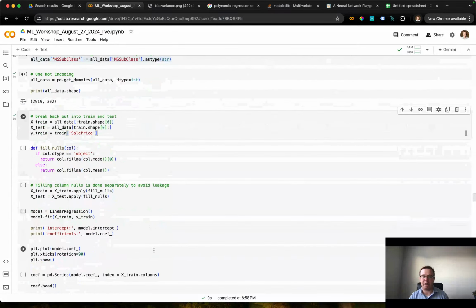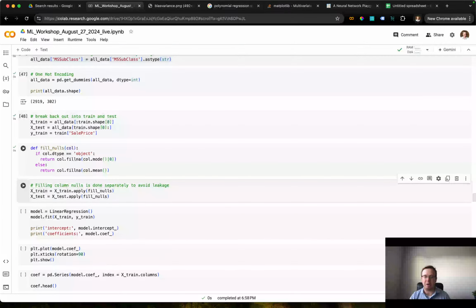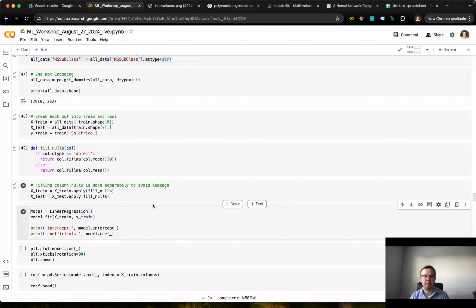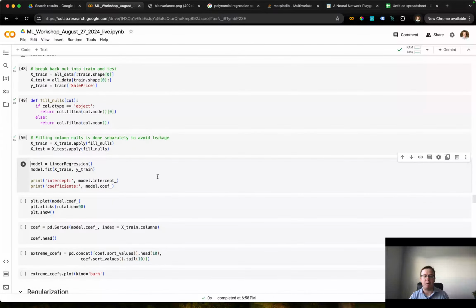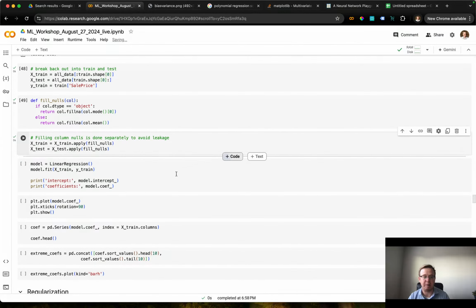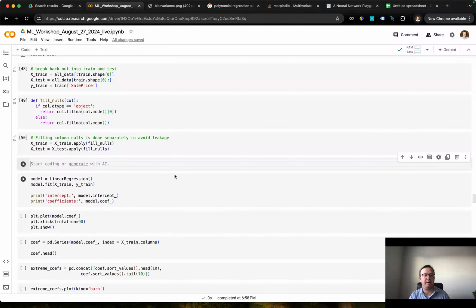And then we're going to do what we've always done. We're going to fill the null values with the mean if it's numeric, the mode if it's an object column. Okay. And now I'm going to do a linear regression. And by the way, I have like a bajillion columns now. Let me show you. Print just xtrain.shape.